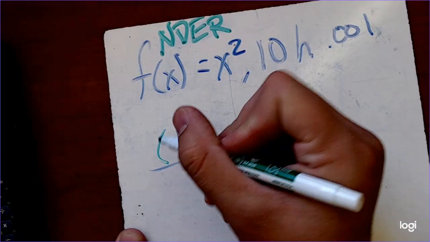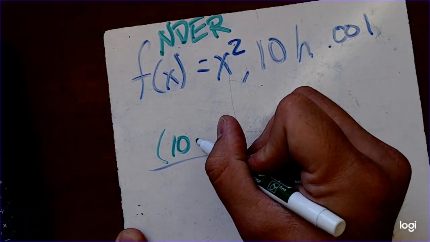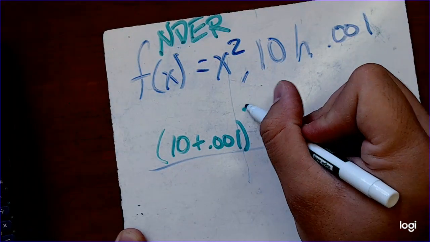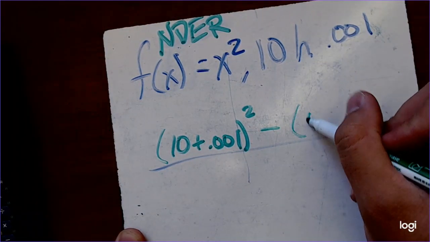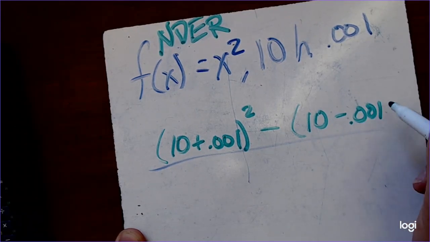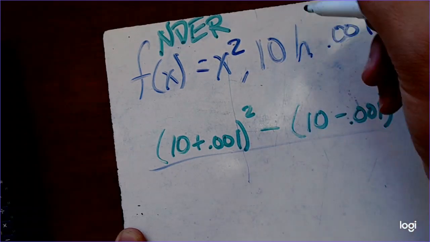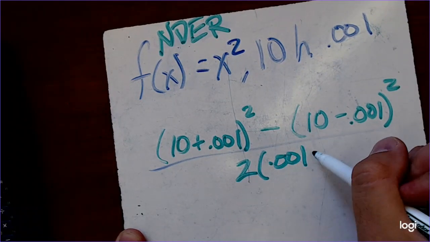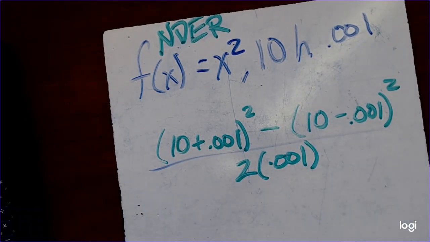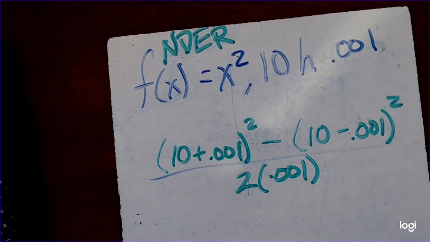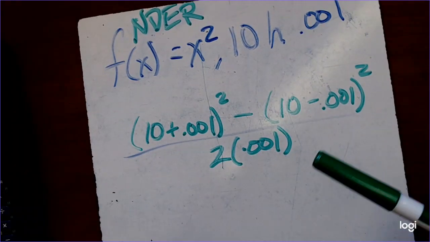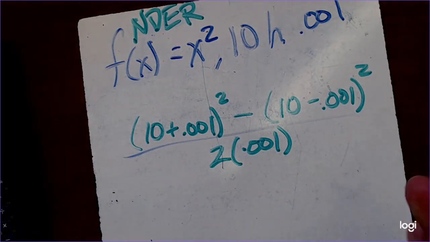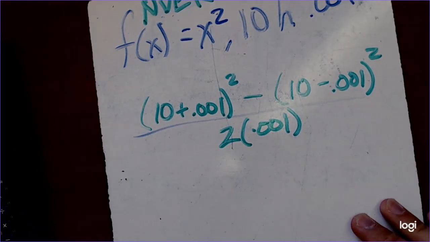So when we do this, we've got 10 plus 0.001, since it's squared, and that'll be squared, and then minus 10 minus 0.001 squared, and then that'll be over 2h, so over 2 times 0.001. Okay, so this is how we calculate a numerical derivative. The funny thing is numerical derivatives can actually be inaccurate sometimes because they work in positions where you'd have cusps or corners and stuff like that.